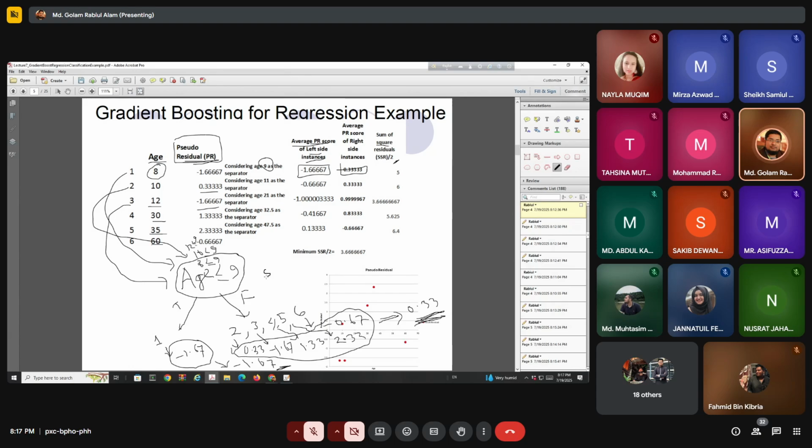Now we have to find out at first the SSR, the sum of square residuals. What will be the sum of square residuals for this case? For instance 1, the original value is negative 1.67. Then minus the prediction. The prediction for instance 1 is also negative 1.67.